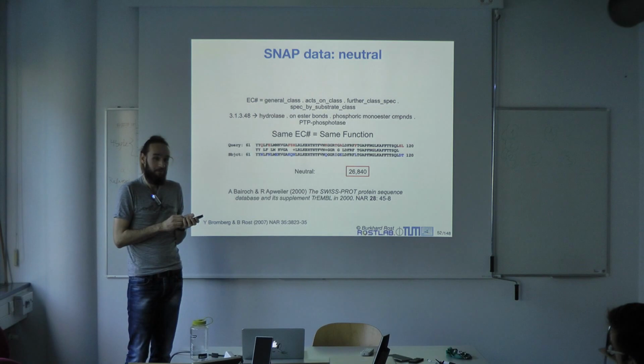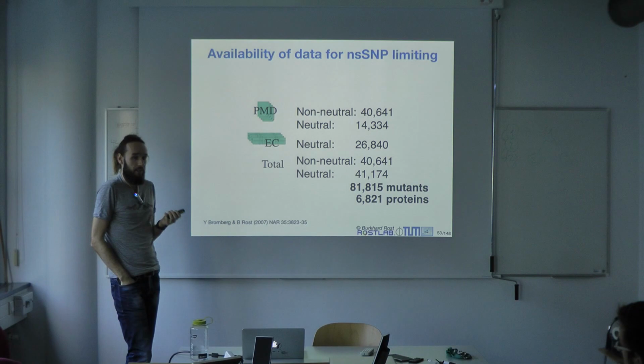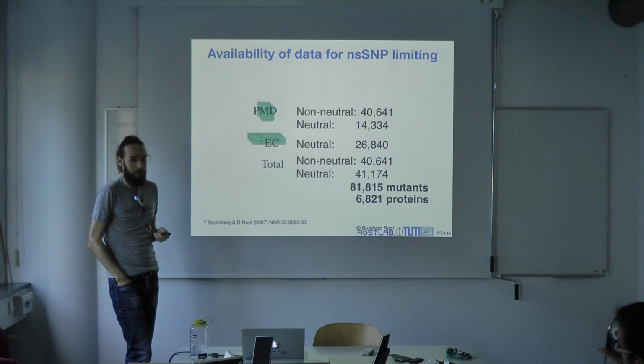And by doing this hack, they get 25k additional neutral variants. And they were then added to the whole set, and that actually balances it out pretty well. So now we have 40k of both, essentially, using the PND and the neutral ones from EC we just created.